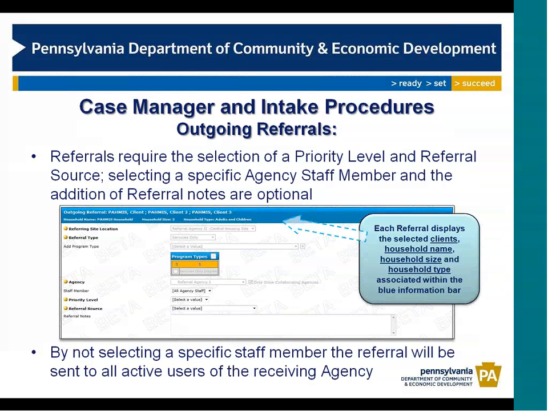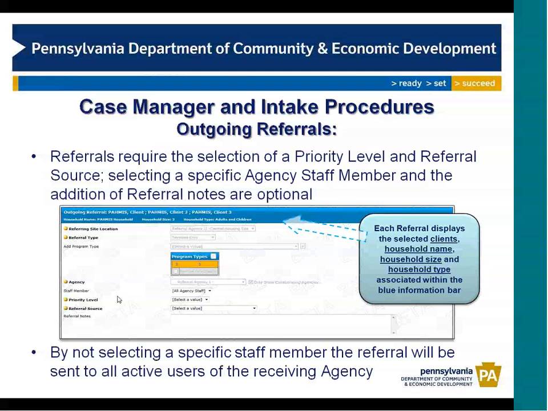Once that's done, once you've selected the household and are happy with the data, you hit continue again, and the system will open up the screen again, and you'll have about 4 more data elements to fill out. 2 of them are optional, 2 of them are required. The next ones are basically the staff member, priority level, referral source, and also a section for referral notes.